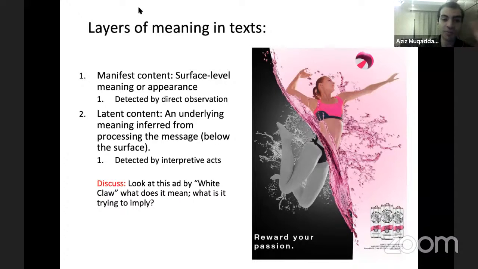So manifest content is something at the surface level that can be detected by direct observation. So for example, what color did that poster use? Or how many times was that word mentioned? Or did that poster use a female character, a male character, or both? Or what was the font? Or what was the location where that ad was shot? Something that you could just observe and report.